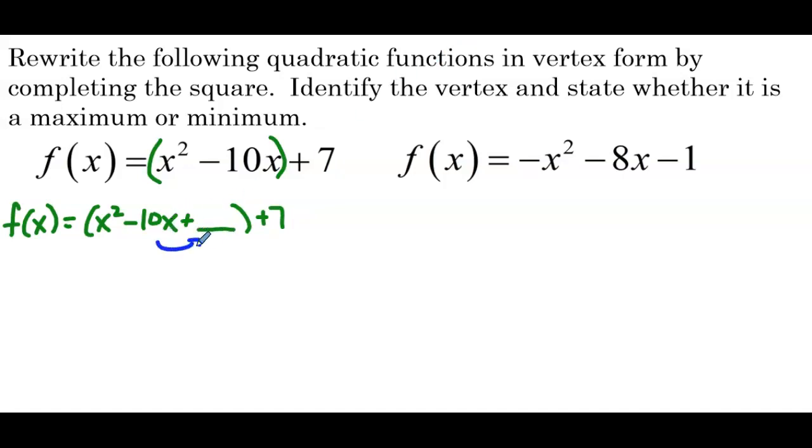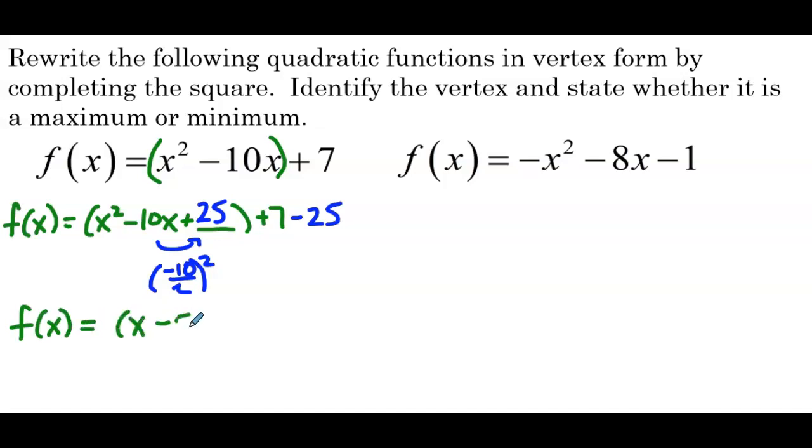Okay, so the value that creates a perfect square trinomial, we're going to take half of negative 10, and we're going to square it. So that's negative 5 squared, which is 25. So we'll subtract 25 from our expression as well. So that gives us f of x equals x minus 5 quantity squared, and then 7 minus 25 is minus 18.